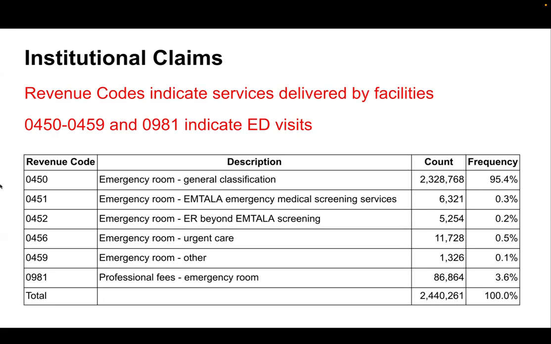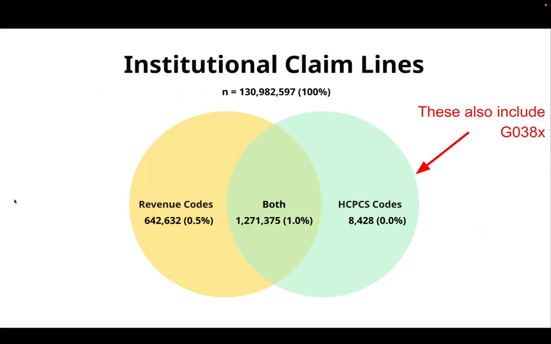And if we look at the distribution of these codes, and again, we're looking at claim lines, just look at the counts here. 0450 is almost the entire story. And then 0981 gets you all the way to 99%. And then everything else makes up the rest. And so that's pretty straightforward.